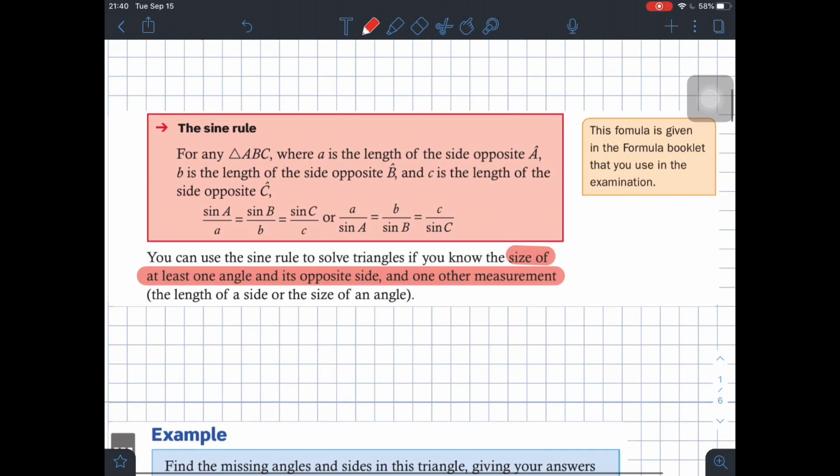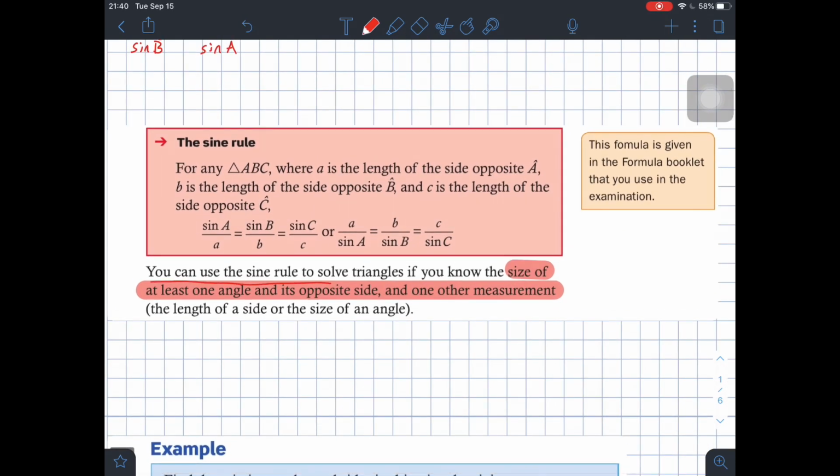It's in the formula booklet. You can use the sine rule to solve triangles if you know the size of at least one angle and its opposite side, and one other element, the length of a side or the size of an angle. So this is the rule for applying the sine rule.